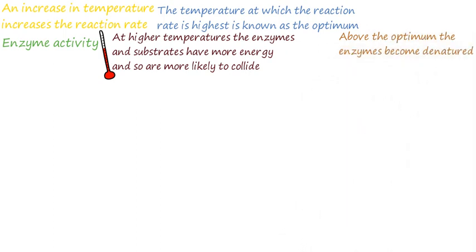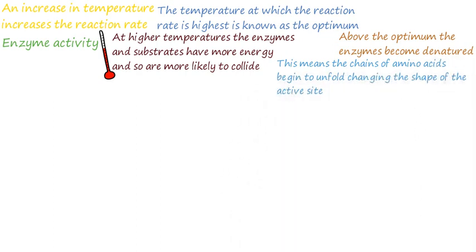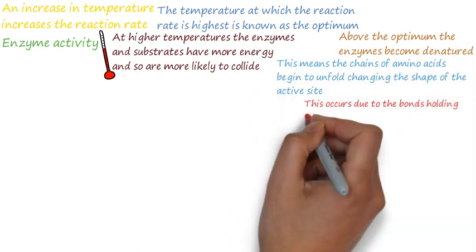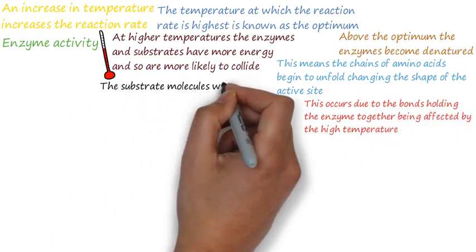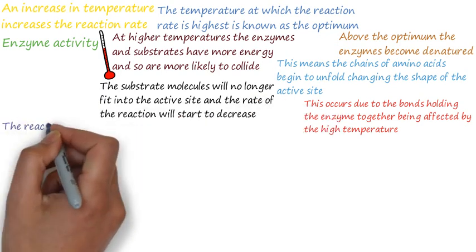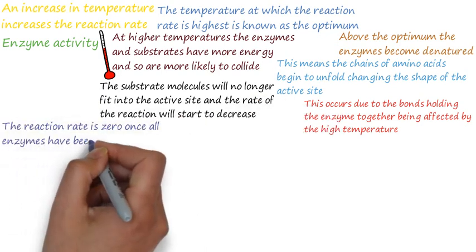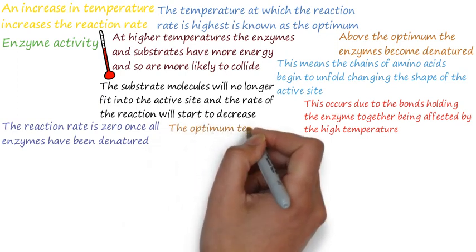Above this temperature, the enzymes become denatured. Denatured means the chains of amino acids begin to unfold, and therefore the shape of the active site changes. This occurs due to the bonds holding the enzyme together being affected by the high temperature. As a result, the substrate molecule will no longer fit into the active site of the enzyme, and the rate of the reaction will start to decrease. Once all the enzymes have been denatured, the reaction rate will be zero.